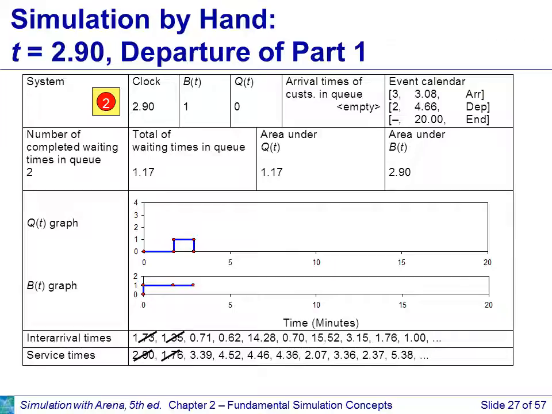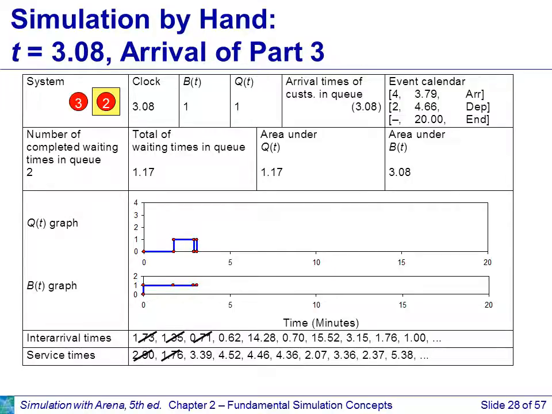So now we also have this area under the BT changed as well because we added this additional time. So altogether we have 2.9 passed multiplied by 1. So 1 times 2.9 is 2.9.